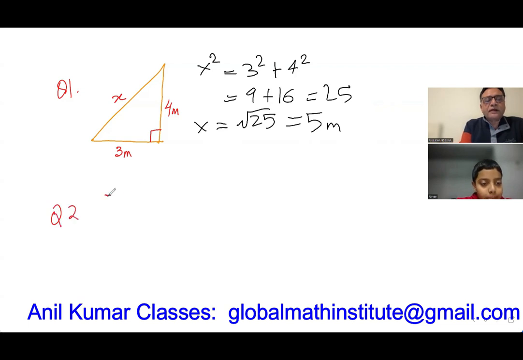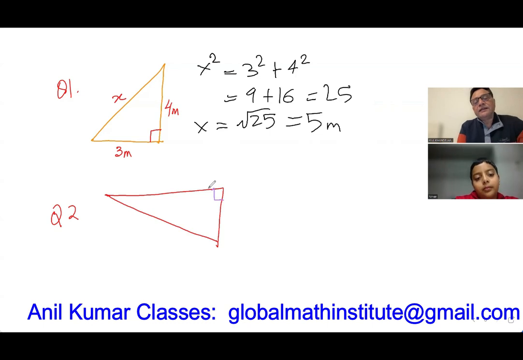Now, here is question number 2 for you. This time, I'm drawing the right angle triangle in a different way. It could be any way. Here, this is the right angle, and let us say that the sides are 12 and 5. Can you find the value of y, which is the hypotenuse in this case?